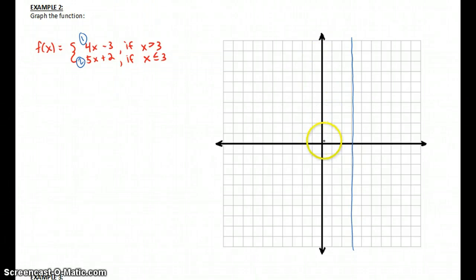Because of my scale, I want to probably make this go by 2's. So 4, 8, 12. And so whenever I'm graphing, I've got the intercept of 2, and I want a slope of 5. So then 1, 7. And then I'm going to go to 2 and 12. And then 3 and 17.